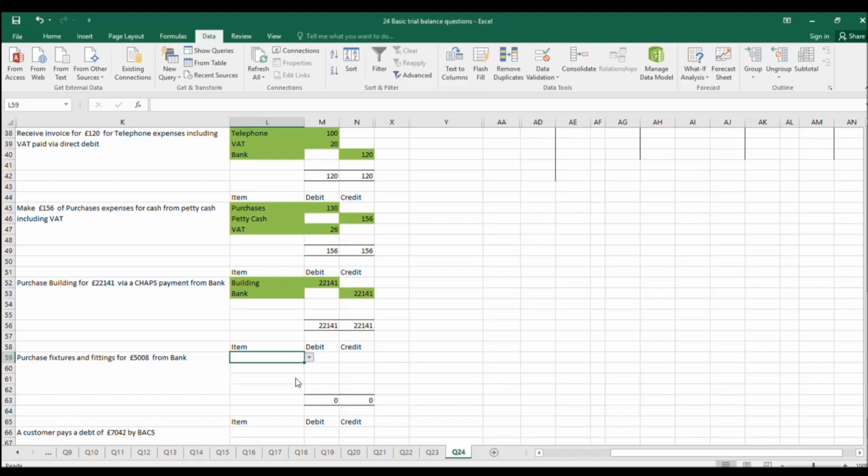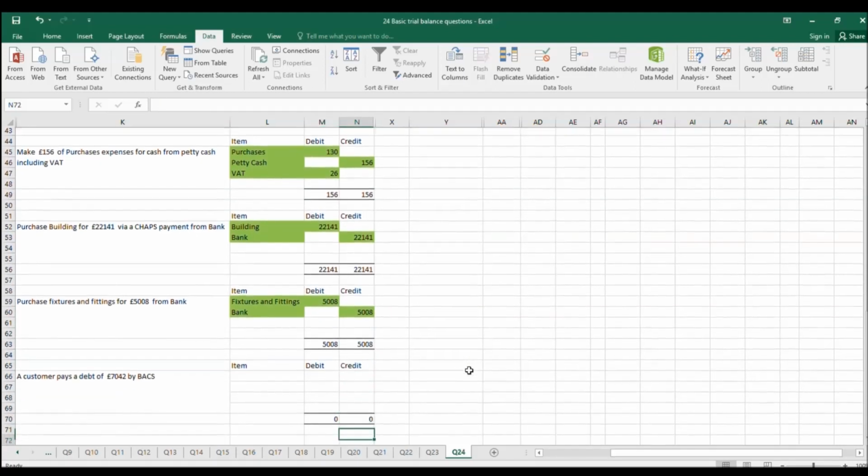Right, purchase fixture and fittings from the bank. Okay, so the bank's going down, 5008. And its fixtures and fittings are going up. 5088. That was the positive money movement. That's the negative money movement.